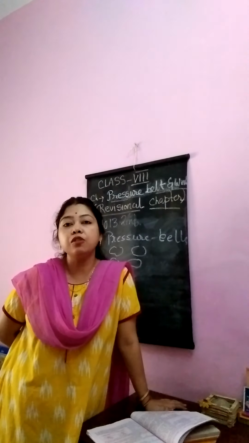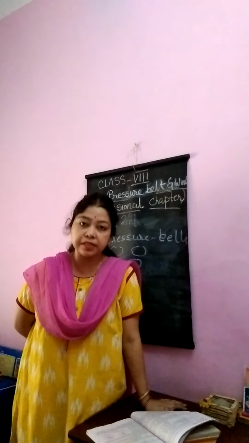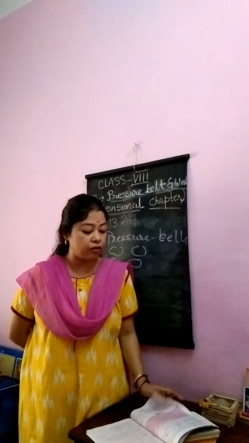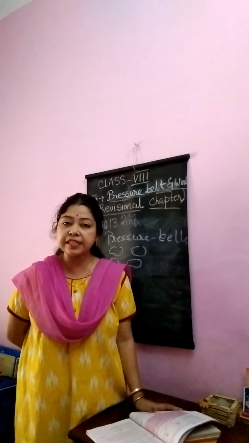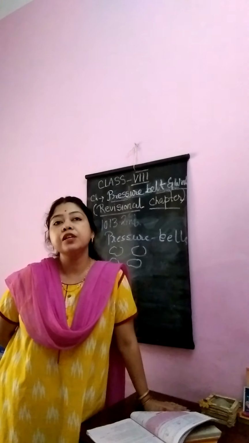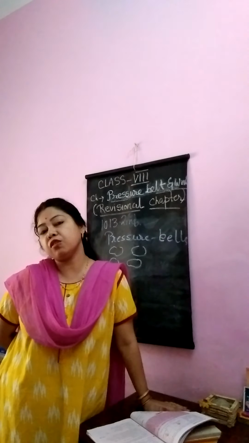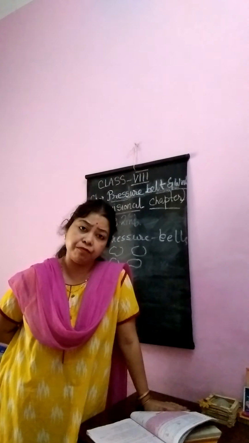Cyclones are winds with a low pressure center, and the winds come from outside towards the center. It is anti-clockwise in the northern hemisphere and clockwise in the southern hemisphere. And anticyclones have high pressure in the center and low pressure outside, and the wind blows clockwise in the northern hemisphere and anti-clockwise in the southern hemisphere.